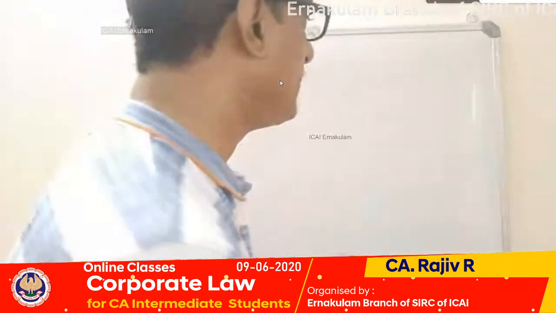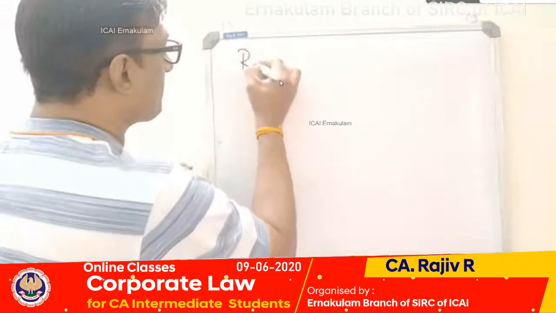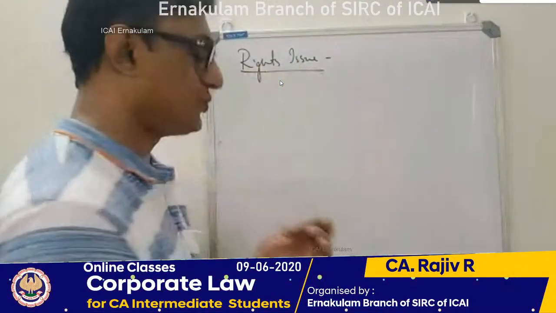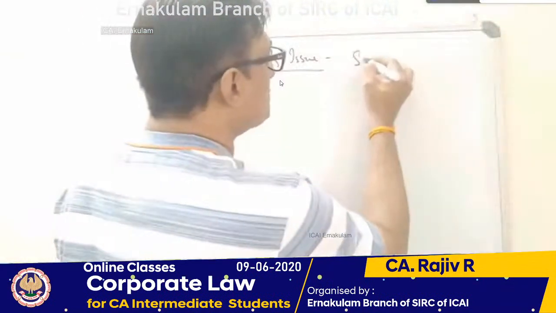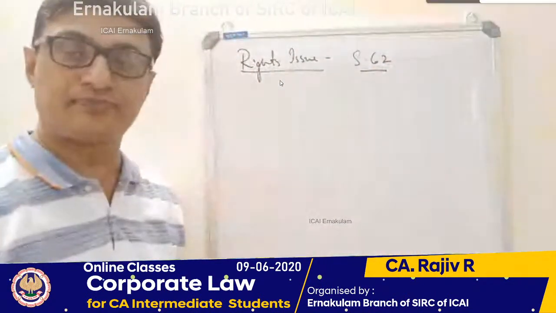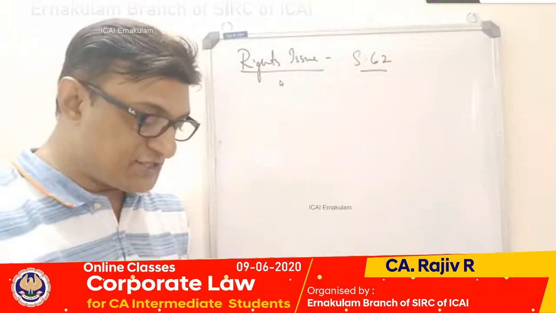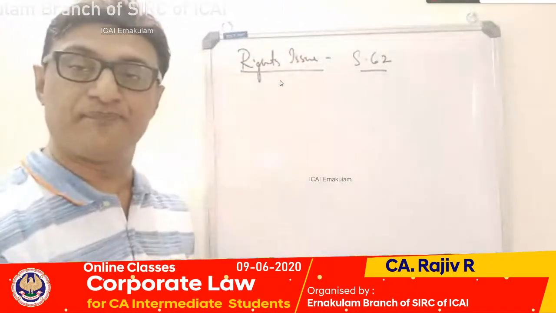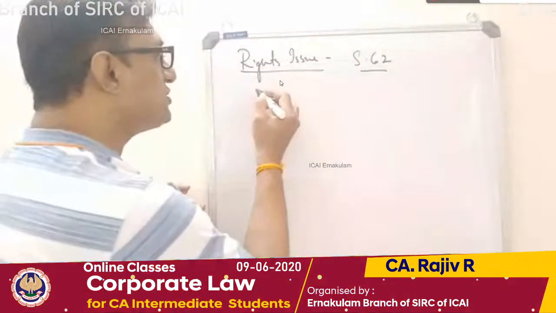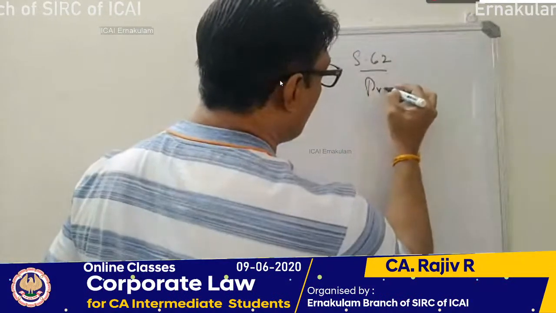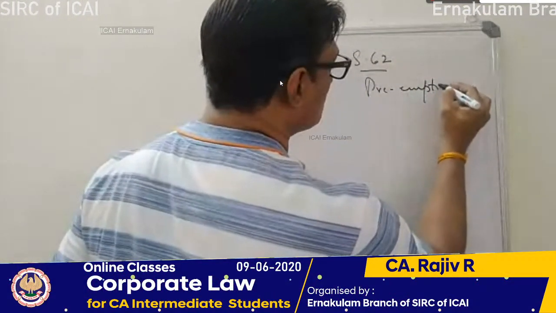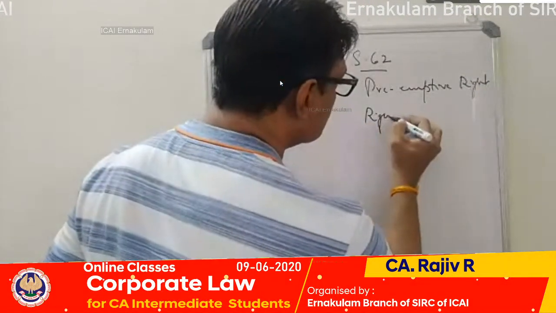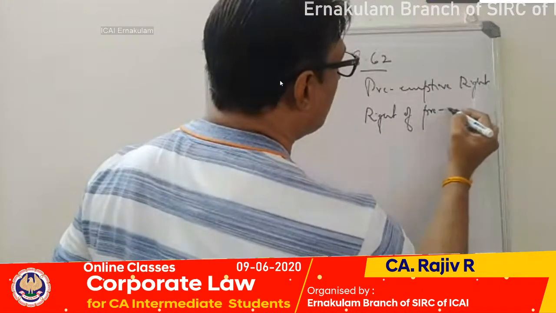So the first one that we are going to take up is the rights issue. A rights issue is dealt with by section 62 of the Act. There's a specific reason why it is given that name, rights. But otherwise, a rights issue is also called a preemptive issue or a preemptive right, or the right of preemption.